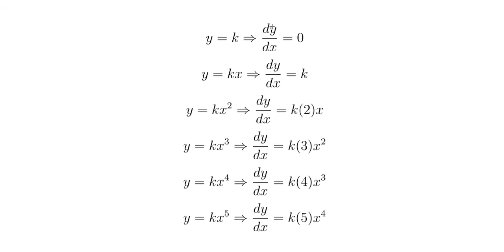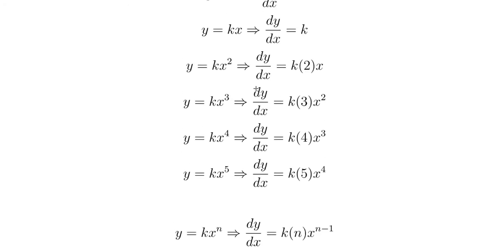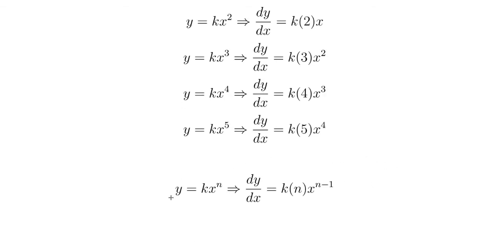When y equals k, dy by dx is 0. When y equals kx, dy by dx is k. When y equals kx squared, dy by dx is k times 2x. When y equals kx cubed, dy by dx is k times 3x squared. When y equals kx to the 4, dy by dx was k times 4x cubed. When y equals kx to the 5, you perhaps are starting to get the point. It seems to be that when y equals kx to the power n, the gradient is knx to the n minus 1.